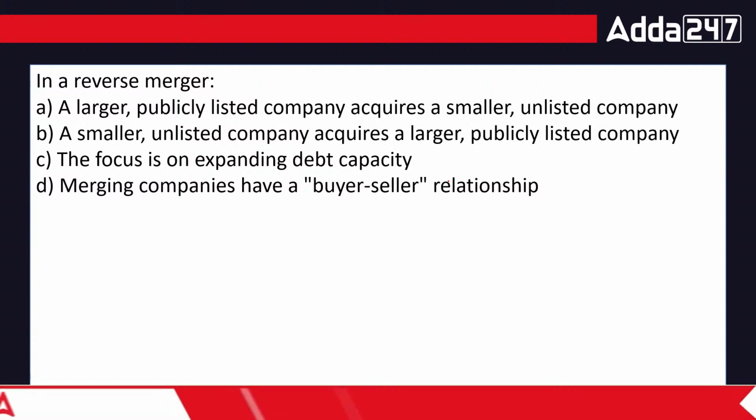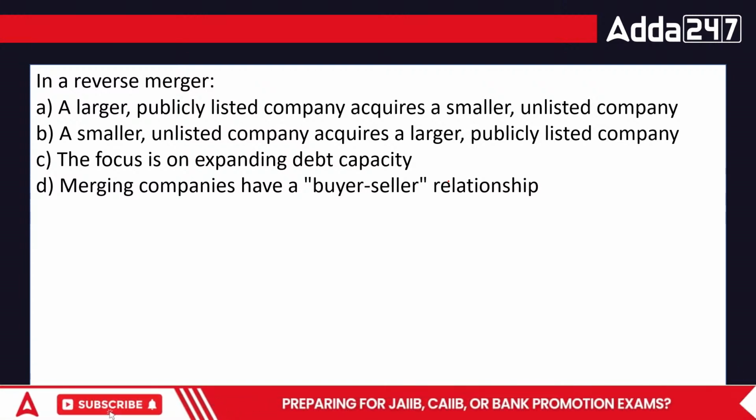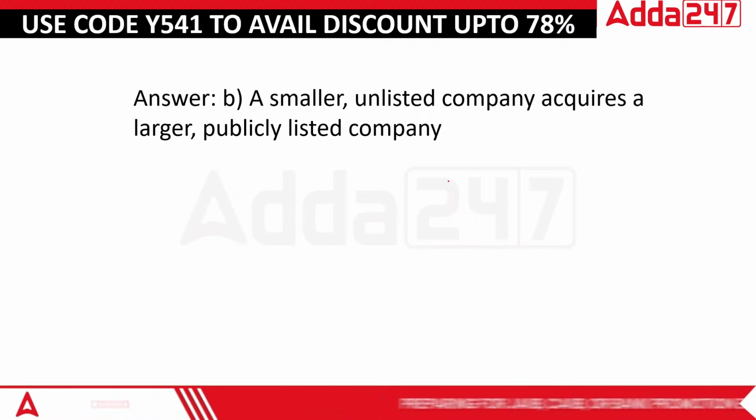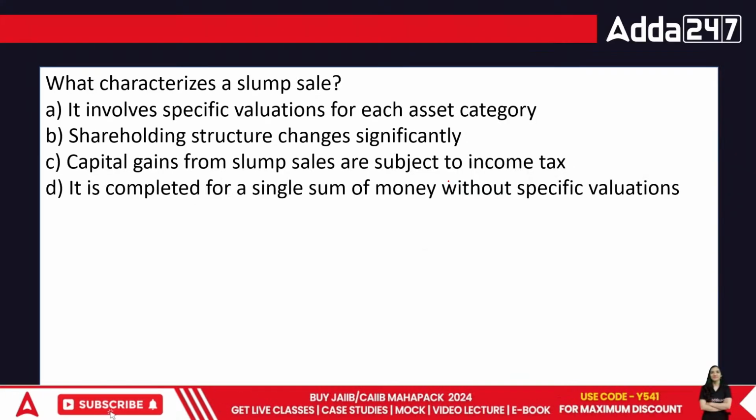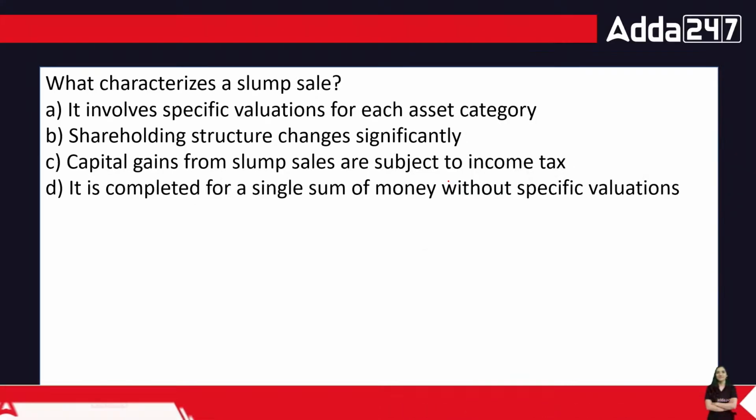So in this case, the correct answer would come out to be the smaller B, a smaller company which is unlisted would buy the larger one. What do you mean by slump sale, everyone?